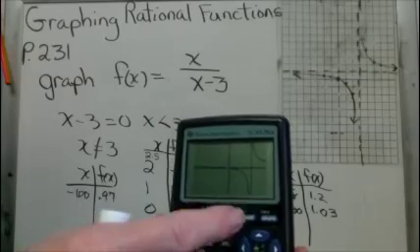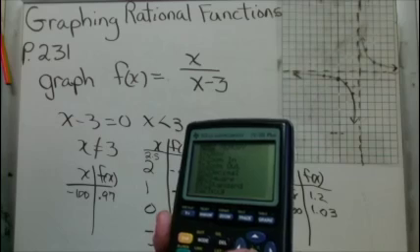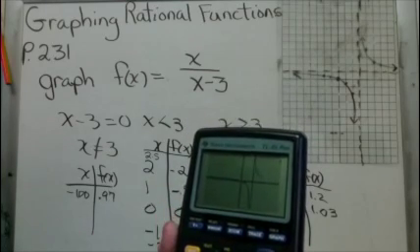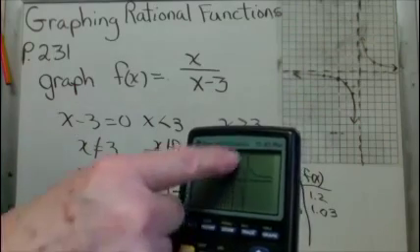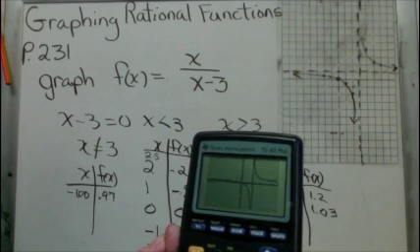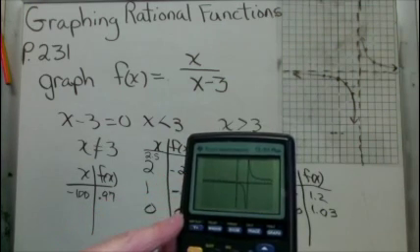And remember, to get back to the original, you can go to the zoom button and go down to what's called zoom standard. And that puts it back on a 10 by 10 grid, which is the one I started with. But it shows that line there, which isn't part of the graph. It's called an asymptote. It does not show the y equal 1 asymptote, though.